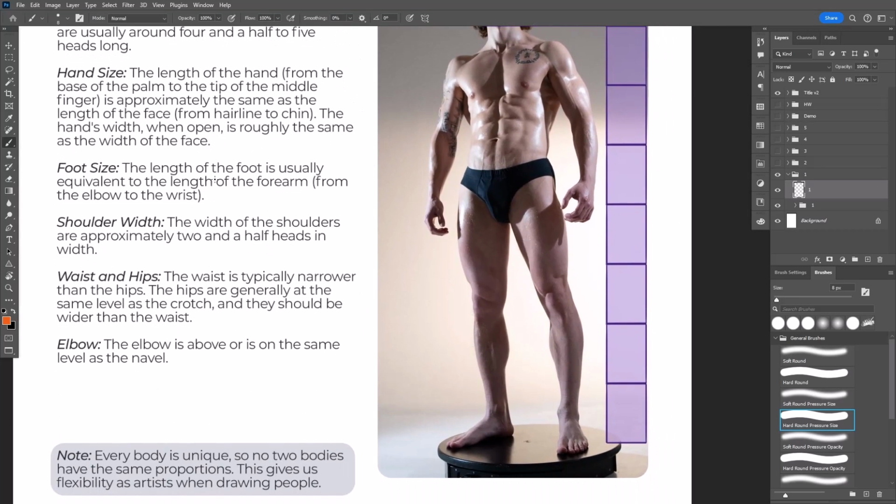Foot size. The length of the foot is usually equivalent to the length of the forearm, so from the elbow to the wrist. So if I take this here, roughly, it should be similar in terms of the length.